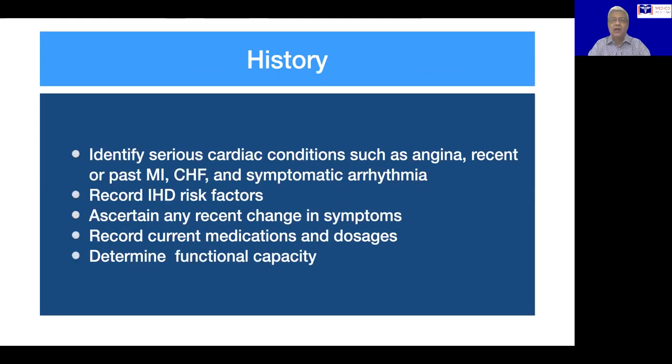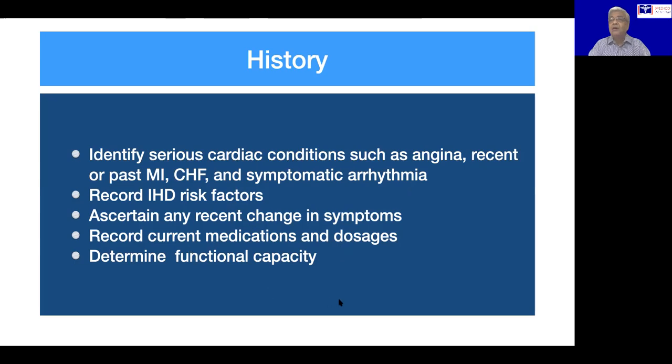As far as the history is concerned, in such a patient, we should identify serious conditions such as angina, recent or past MI, congestive heart failure, and look for evidence in the history of symptomatic arrhythmias. We should recall all risk factors related to ischemic heart disease. In the history, we should definitely document any recent change in the symptomatology of the patient. We should always record the current medication and the dosages, and the timing at which various drugs are given, because that will help us decide which drugs have to be given preoperatively to the patient.